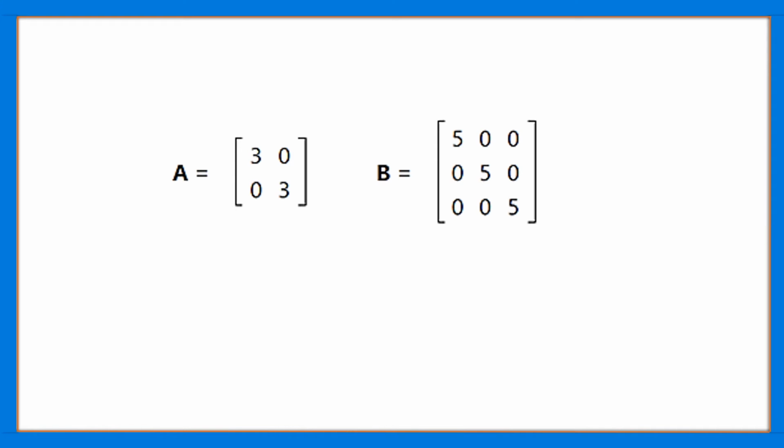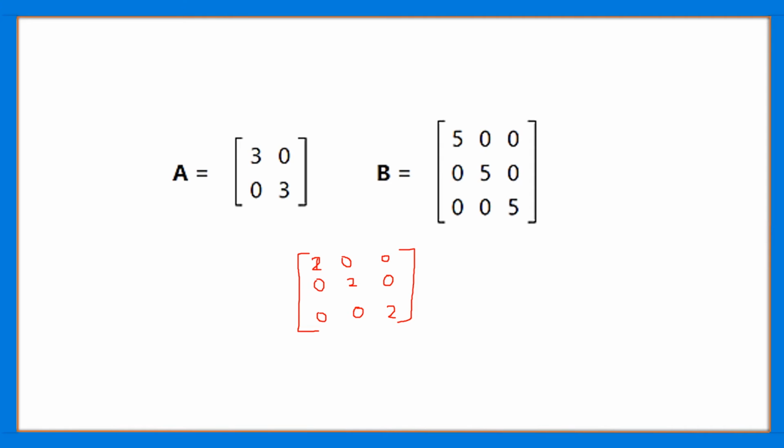Okay, can you check whether the matrix with rows 2 0 0, 0 2 0, 0 0 2 is a scalar matrix or not?